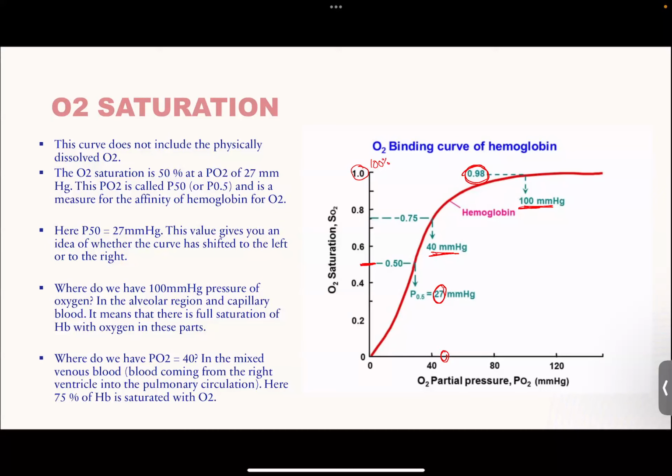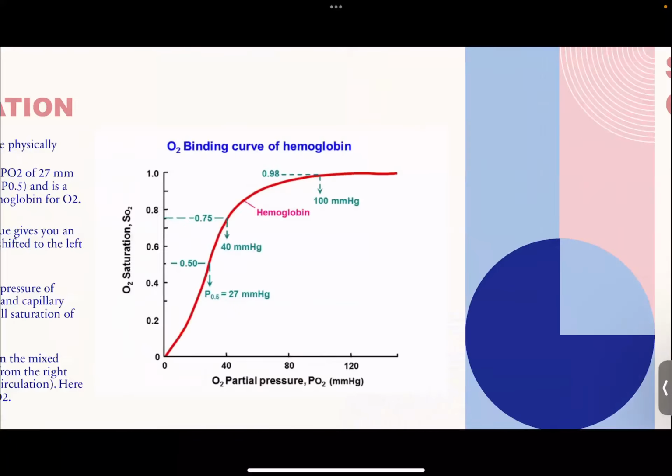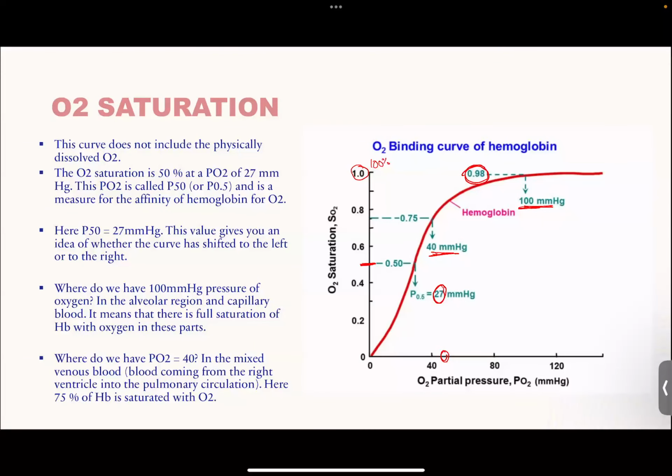So mixed venous blood is coming from the right ventricle. Okay. So mixed venous blood is coming from the right ventricle to the lungs, right? And if we're saying that the blood is coming after being used up in the body and it's coming to our heart, we would expect it to have less oxygen, right? But then when we look at the saturation, it says that it's 75% saturated, which means there's still a lot of oxygen in there, right?